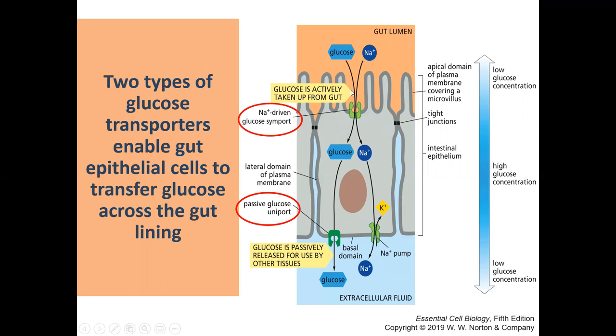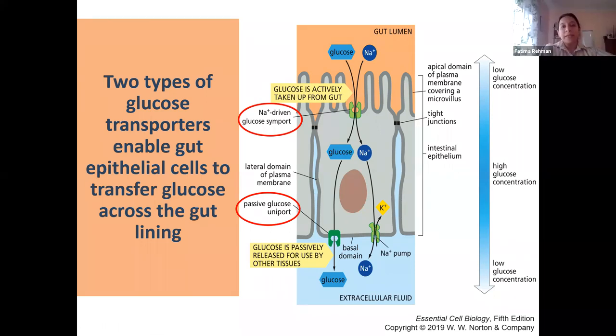Yes, but why is the glucose concentration high inside the cell always? It is always going to be high inside the cell because it's constantly picking it up, whether or not it needs it. Now, obviously, if you've been fasting, right, when you first wake up in the morning, it's not going to be as high. It's going to be low.